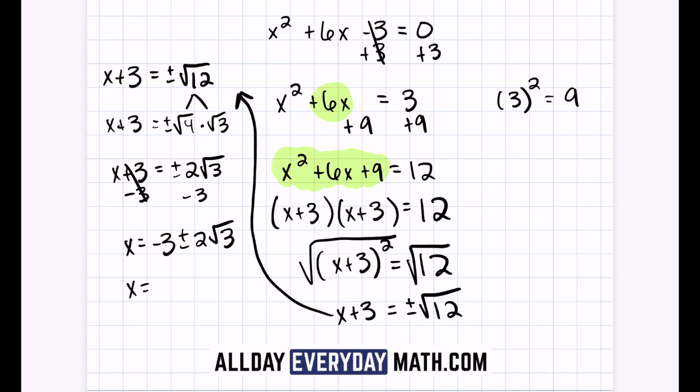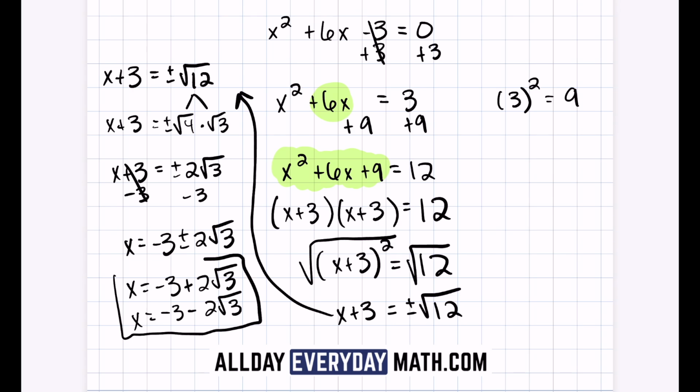So we have x equals negative 3 plus 2 times the square root of 3, and x equals negative 3 minus 2 times the square root of 3. So those are our two solutions, and that is how you complete the square to solve a quadratic equation.